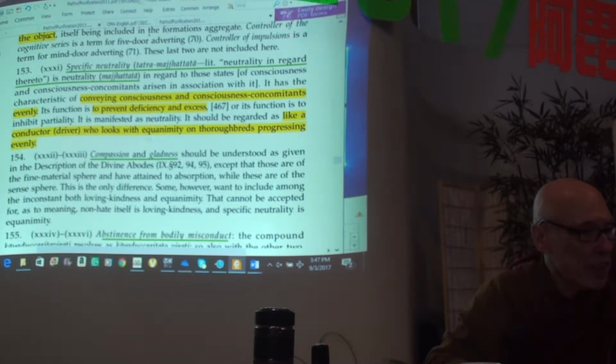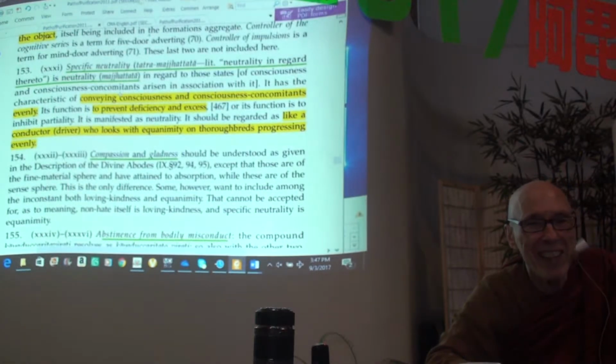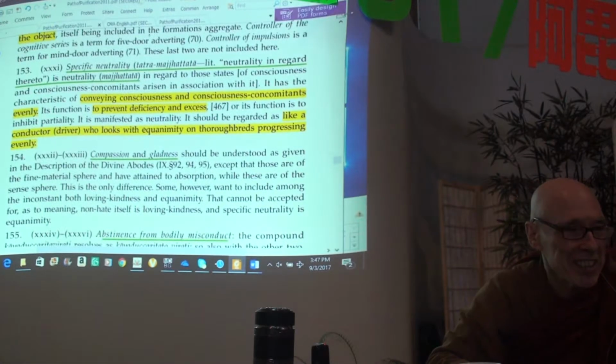And now if you look at these, you see, okay, you've included compassion, you've included gladness or altruistic joy, but where are the other two divine abodes, loving kindness and equanimity? I already explained that equanimity develops out of this specific neutrality. But what about metta that we practice every night? Where is that amongst the mental factors?